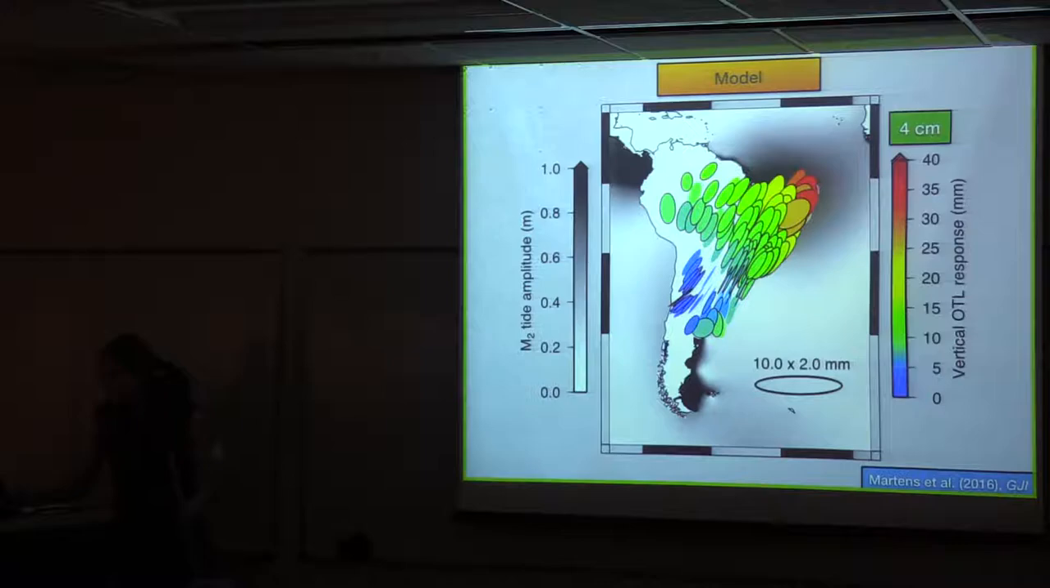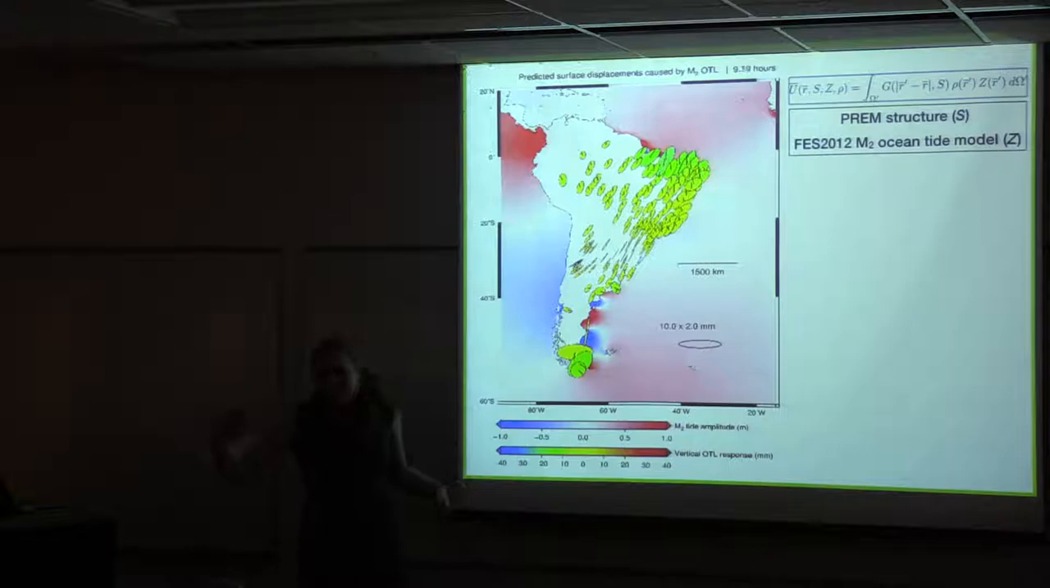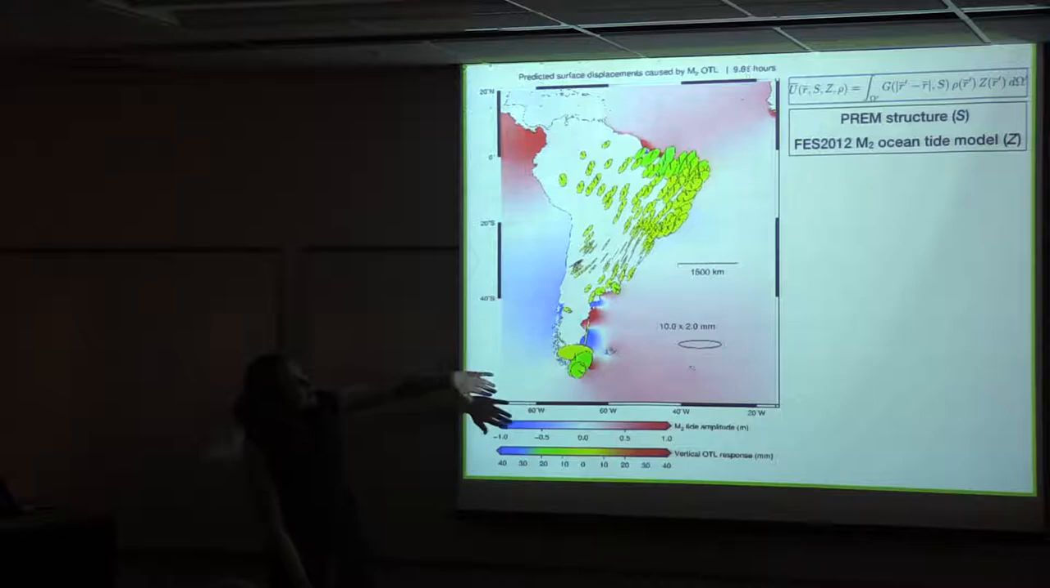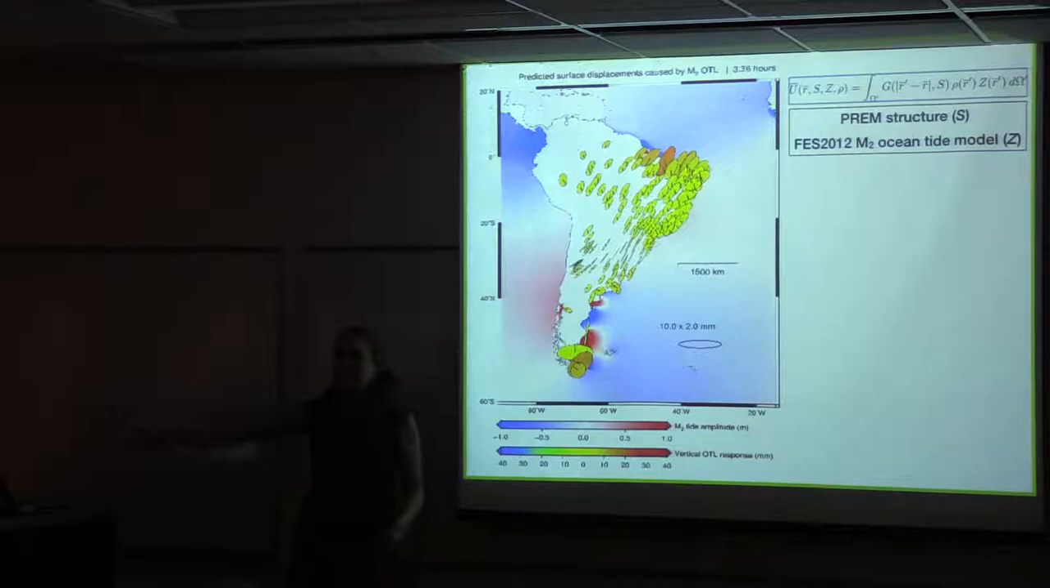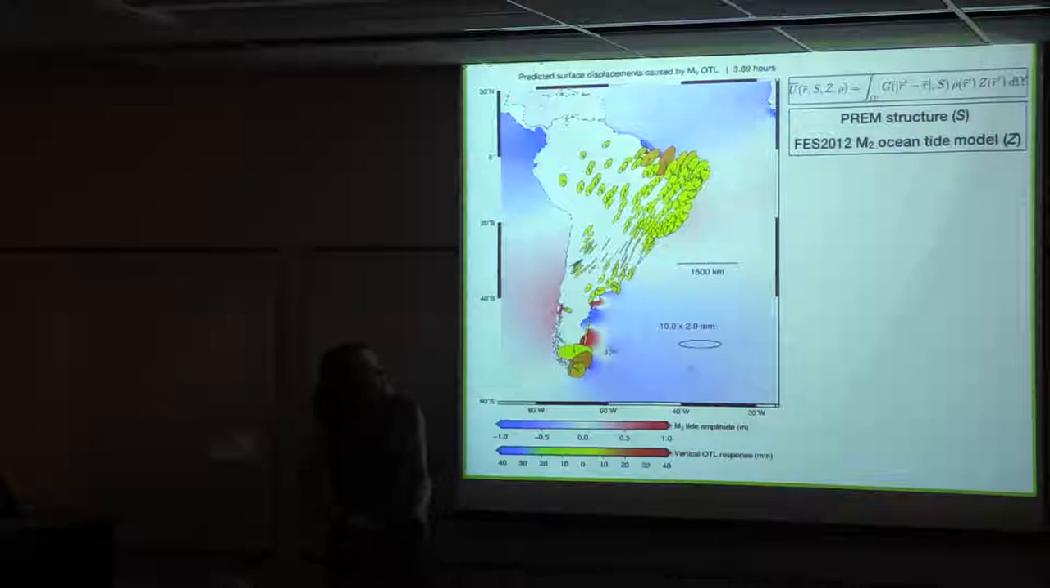So we can look at that as a movie as well. Again, at the top, you can see time ticking by. Once it gets to 12.42 hours, it'll repeat. You can watch the colors change on these ellipses. So right now, the low tide is coming in, the blue. That means that mass has been removed, and so the ground is uplifted. On this scale, it's plus or minus 4 centimeters. So when the high tide comes in, the ground is depressed downward by about 4 centimeters.